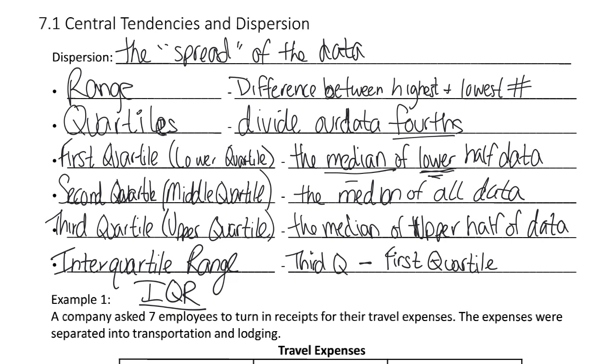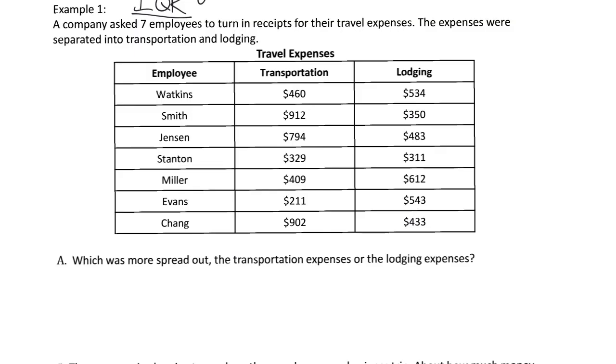So if you need to pause and get all these notes, please do so. All right, so we have this example. There's 7 people. Here are their expenses for transportation and lodging. And we want to know which one is more spread out. Spread out, remember, means dispersion. And since we want to know how much they vary, we want to find the range.